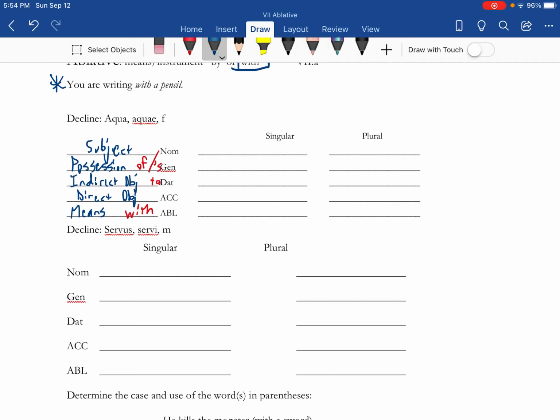To figure out the stem of a word, you need to go with the genitive singular. Now, how do you find that out? Well, this is the nominative singular. This is the genitive singular. So you want to find the genitive singular and take off the ending to get your stem. So if you notice, I took off the ending, which was ae. That gave me my stem.